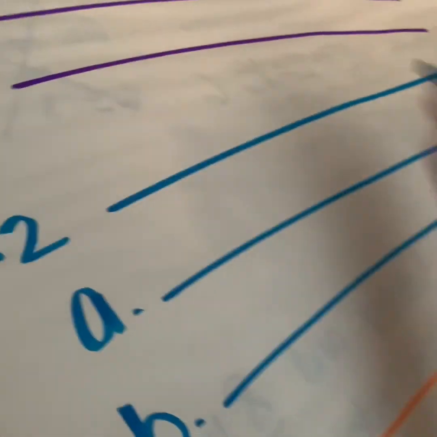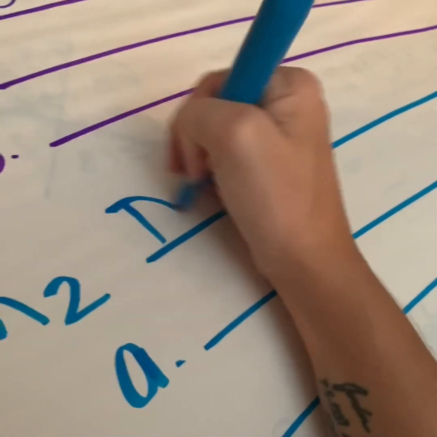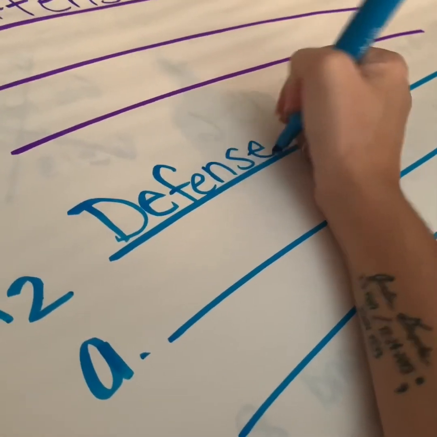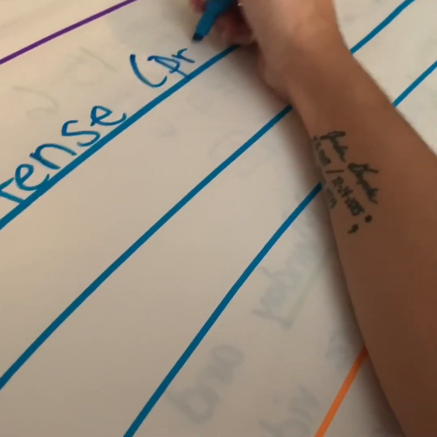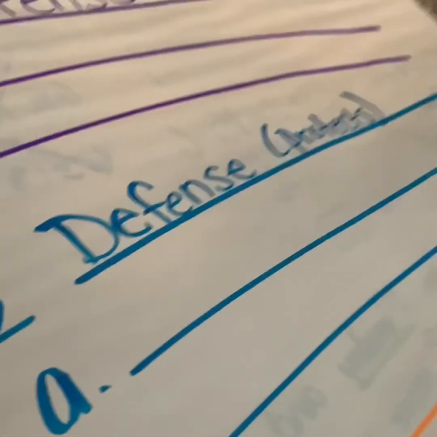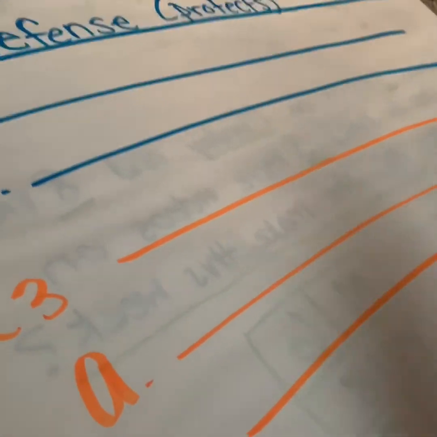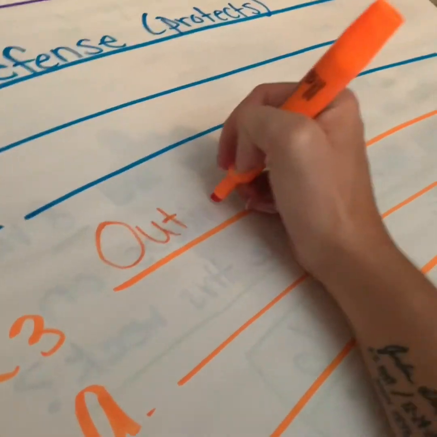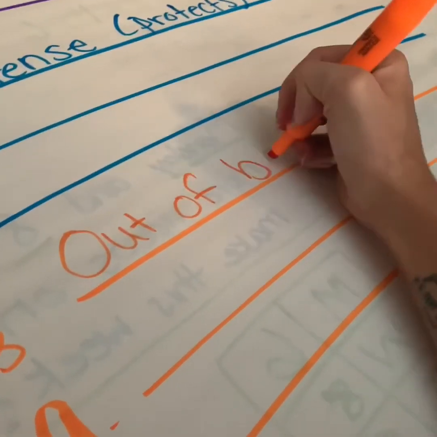After I tell you details about the offense, I'm going to tell you details about the defense. That's the side that protects the goal. Then the last piece of information I need to tell you about soccer is when the ball goes out of bounds.